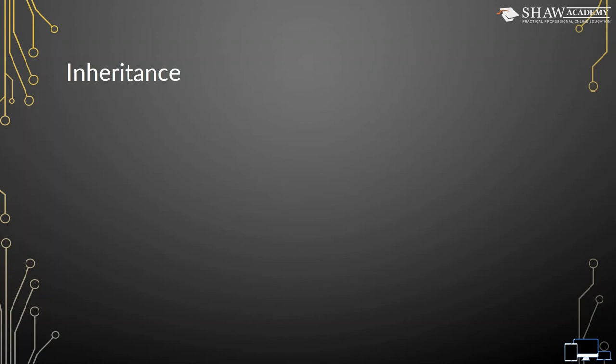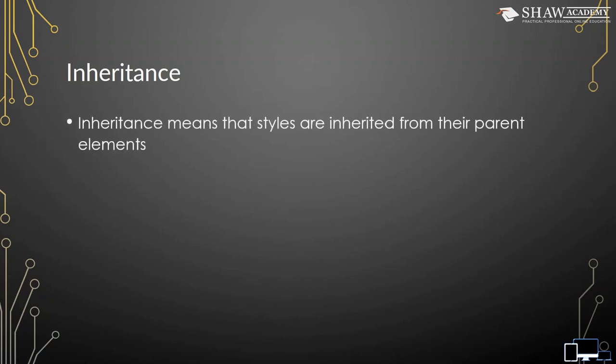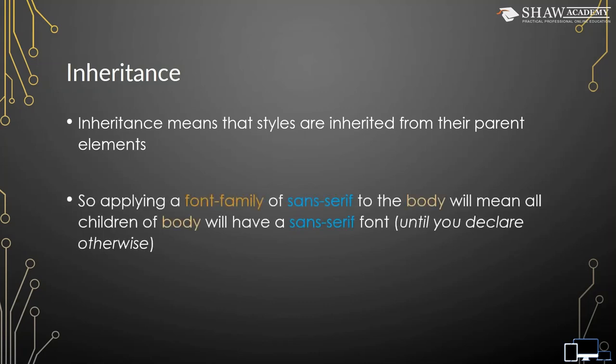All right, so inheritance means that styles are inherited from their parent elements. Now this is very handy in CSS, because imagine if I wanted to have all the font on my web page to have a font family of, say, sans serif. Actually, wait, there's an example here. Applying a font family of sans serif to the body will mean that all children of the body will have a sans serif font until you declare otherwise.